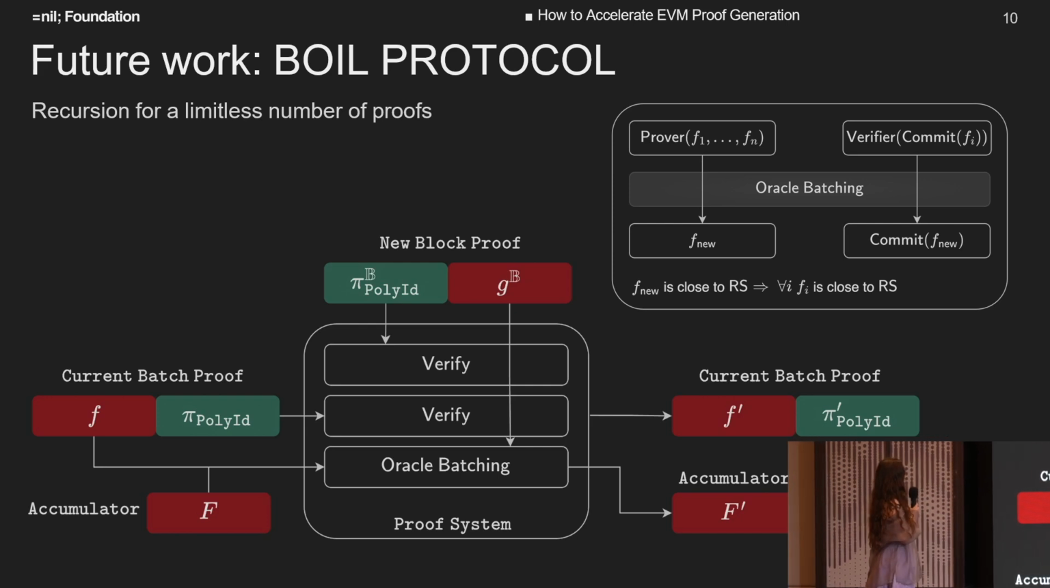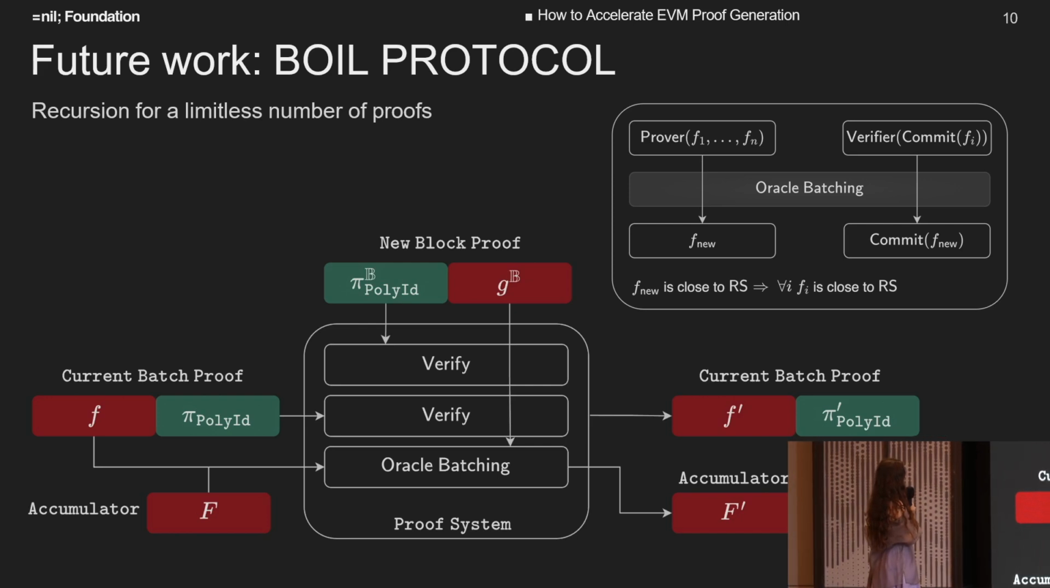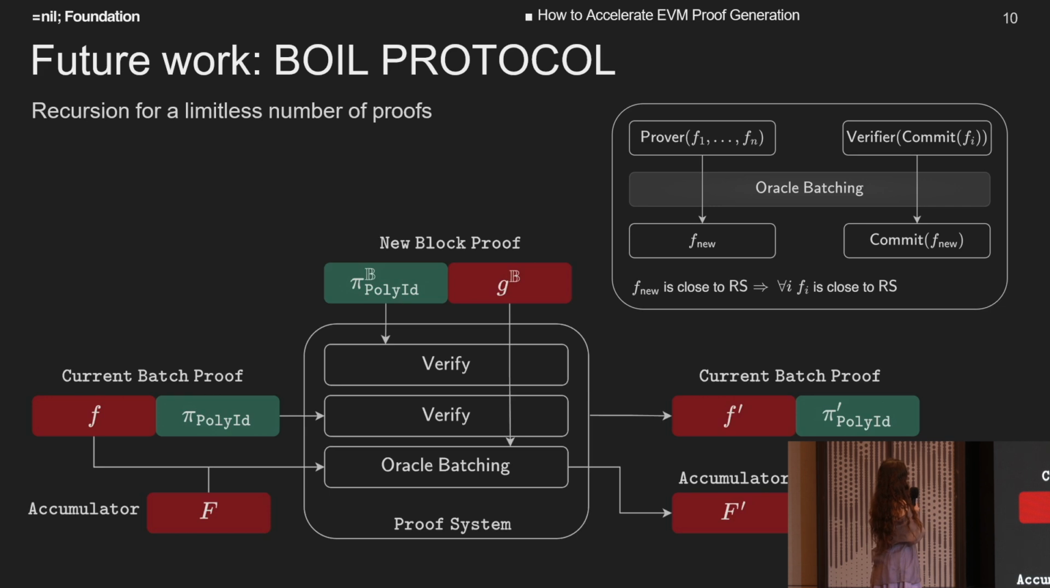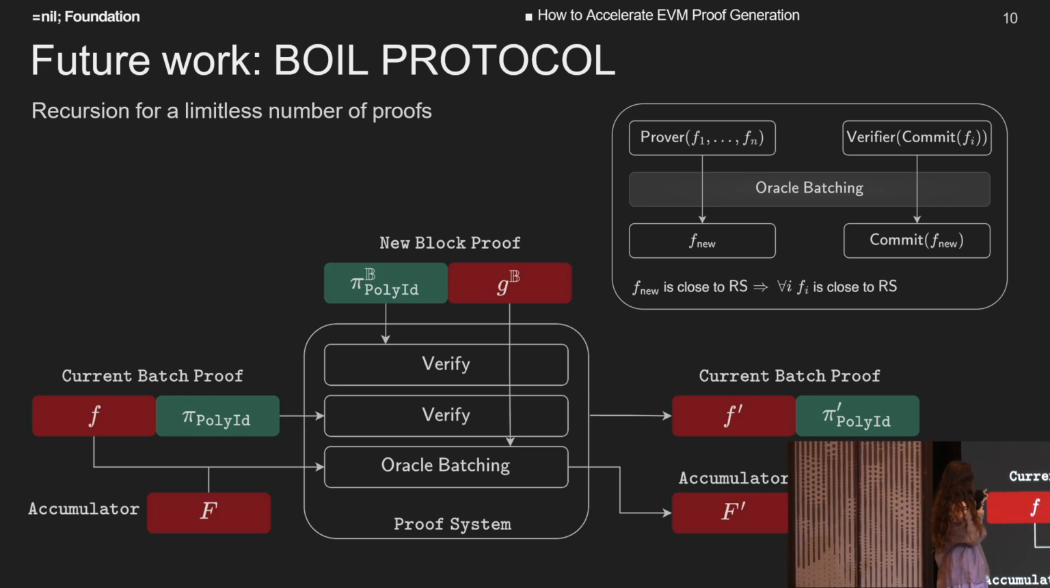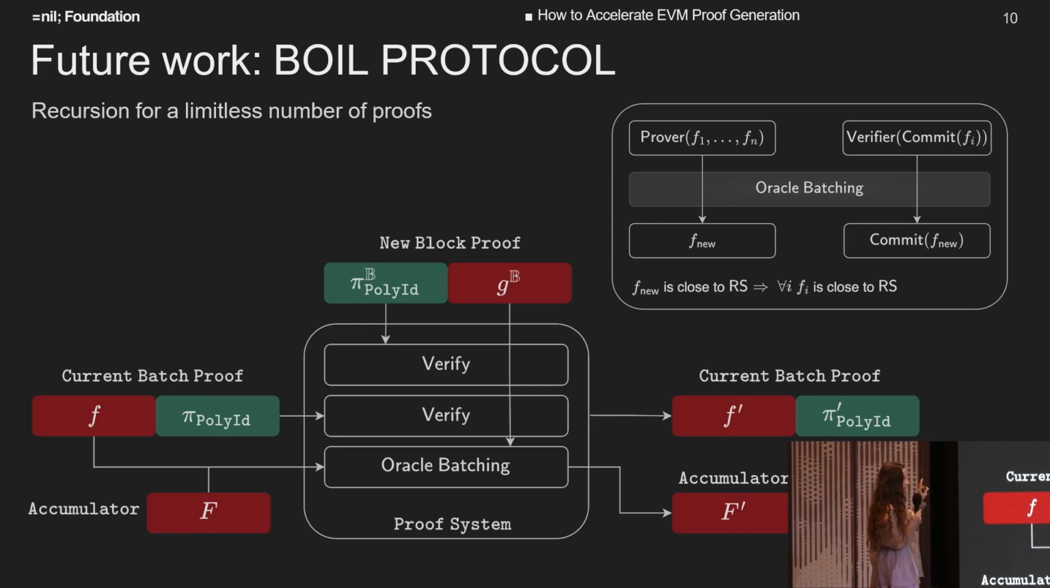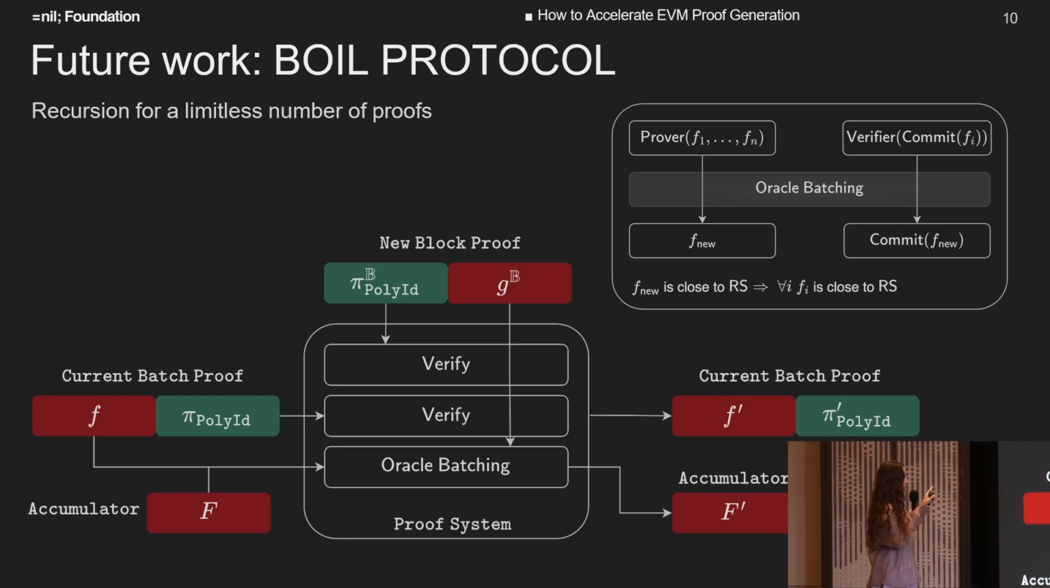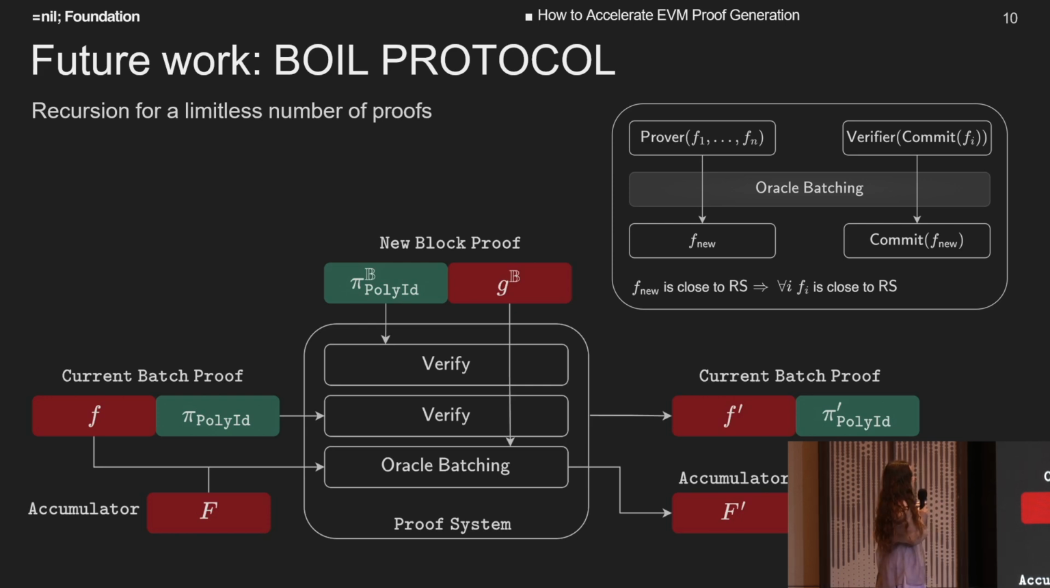With the two proofs P, we make a circuit for verification of the proof system and verify P old and P new and get a new P and new F. What's important to understand: you see two verification protocols and oracle batching. All of this is a circuit. We push it into the proof system. We prove it up to the proof of proximity.